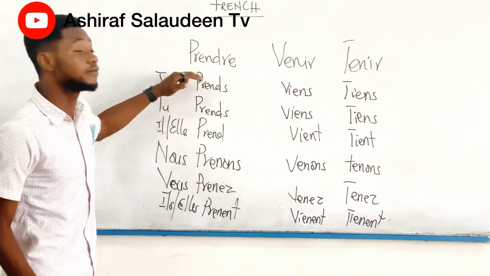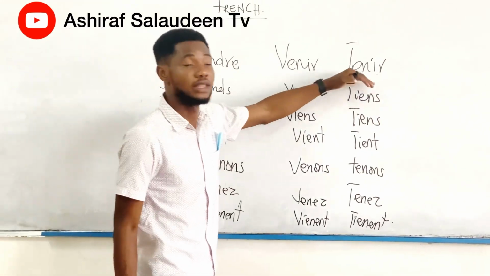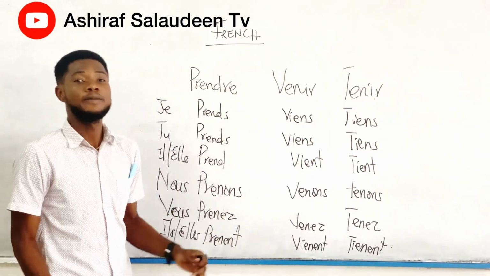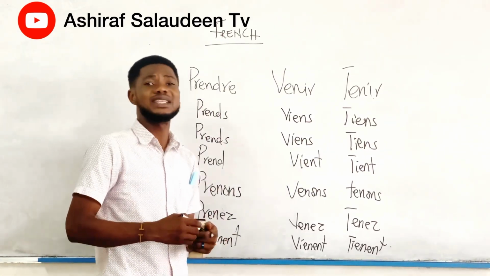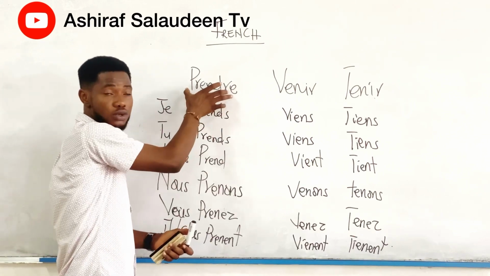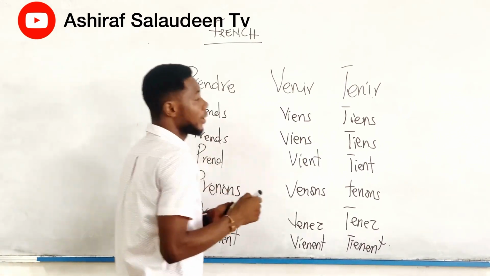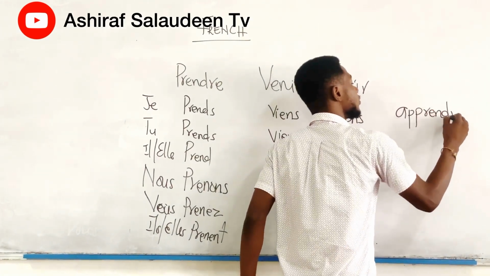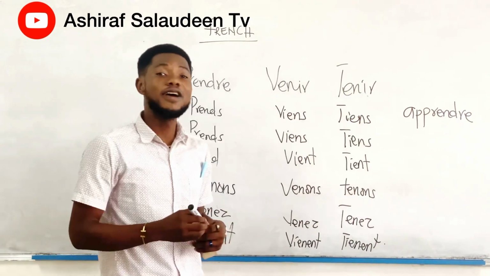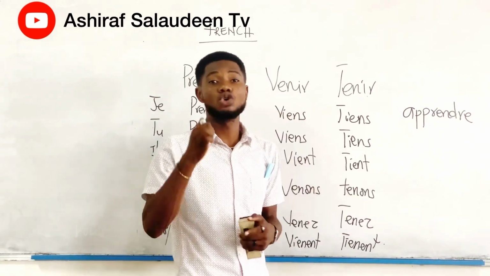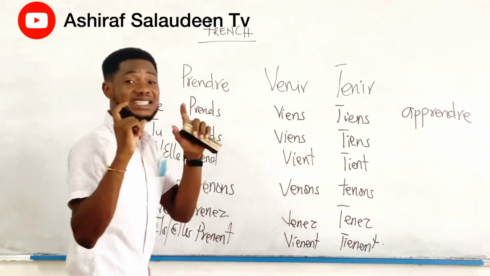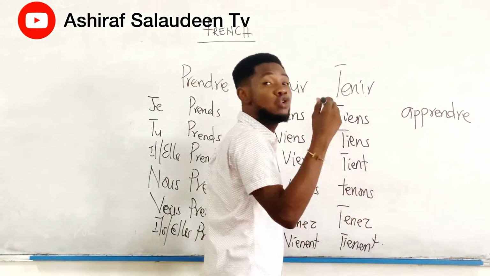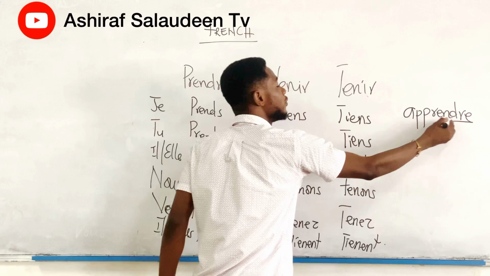This is the conjugation for prendre, venir, and tenir. Now what I want us to take note of in these 3 verbs is that there are other verbs that take these forms. For example, apprendre. For a verb like apprendre, because we are seeing the verb prendre in it, we are only going to take note of the conjugation for prendre.